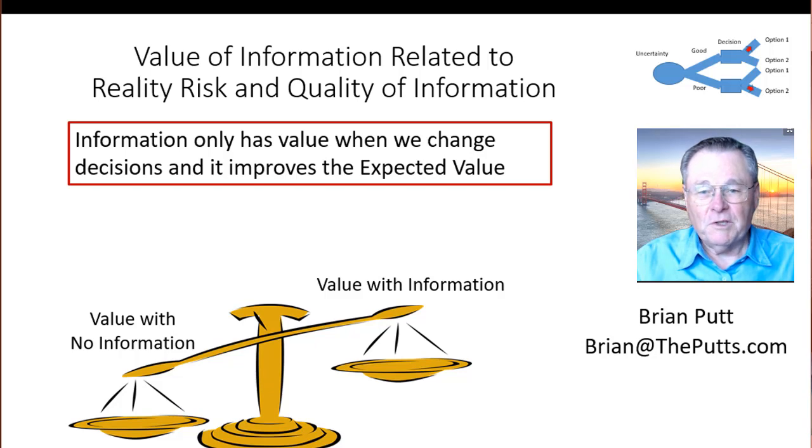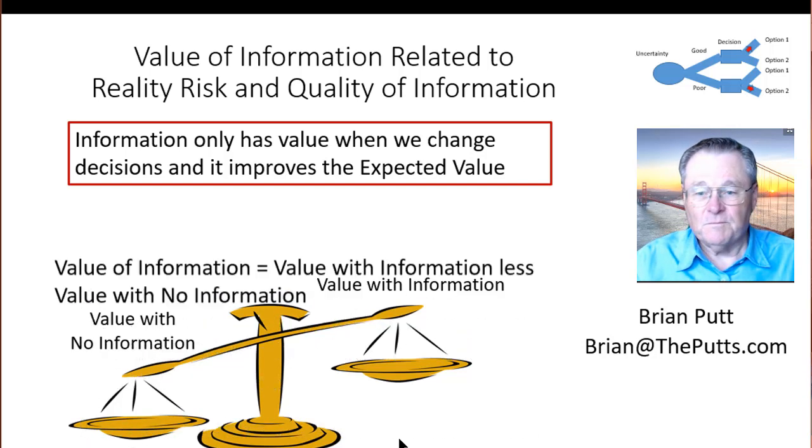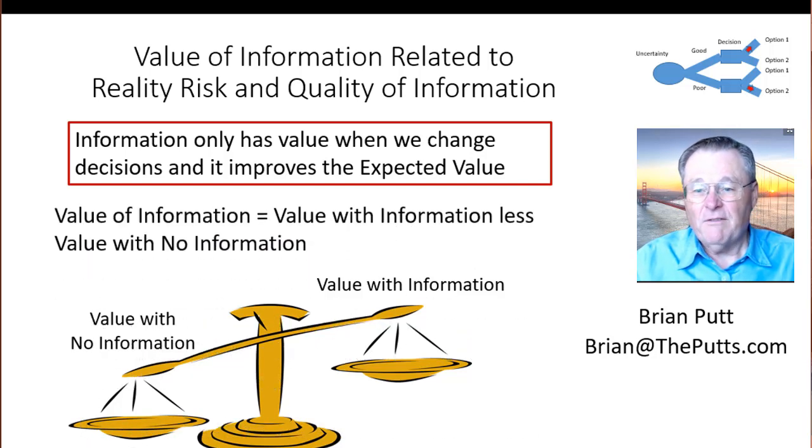So what we want to do to calculate the value of information is to compare the value with information with the value with no information. And here I'm thinking of this as NPV, so this has got a higher NPV, or whatever your value measure might be. So this has value. But sometimes information can actually have negative value when you incorporate the cost of getting the information. So the value of information, once again, is equal to the value with information, less the value with no information.